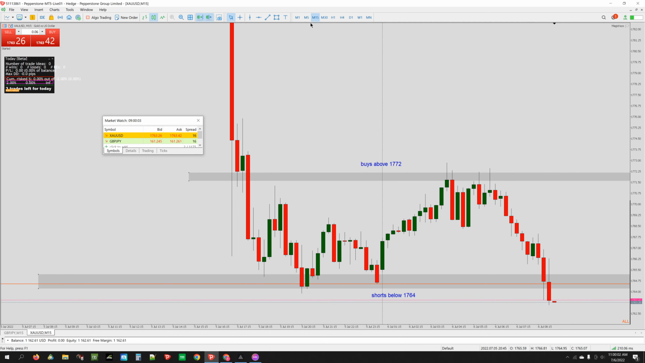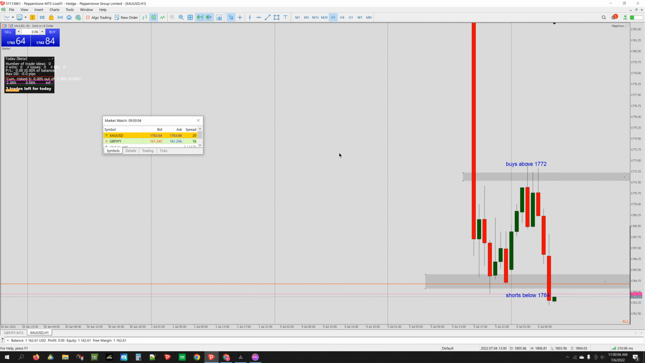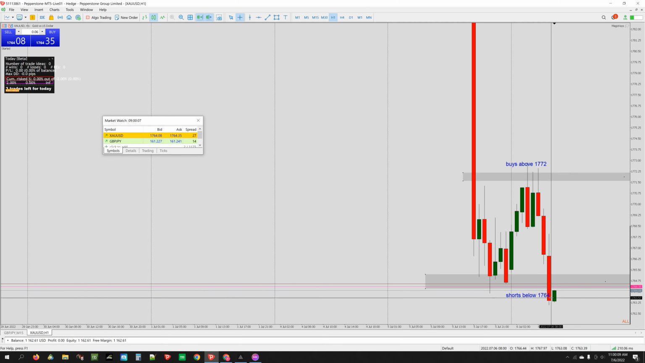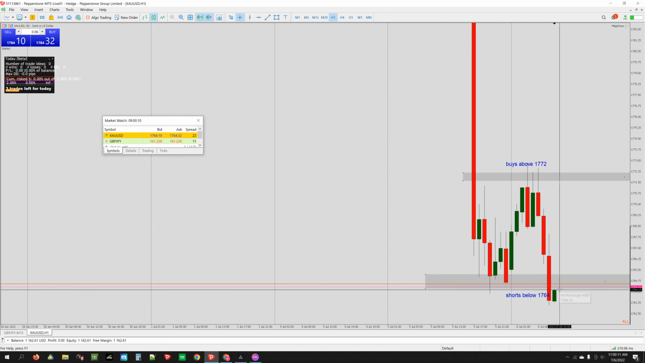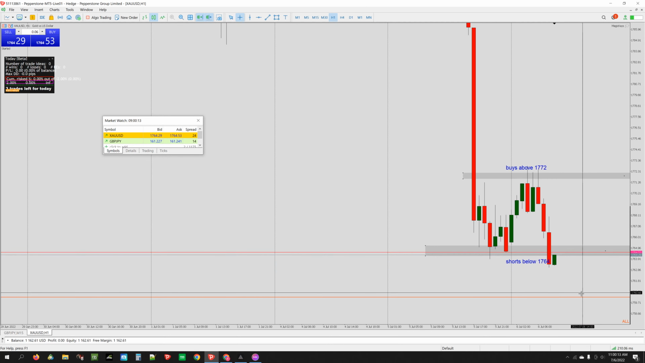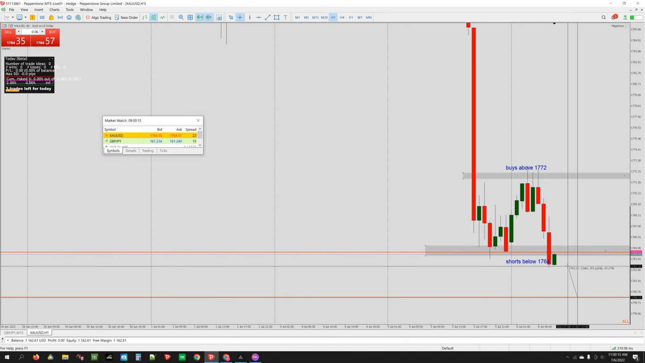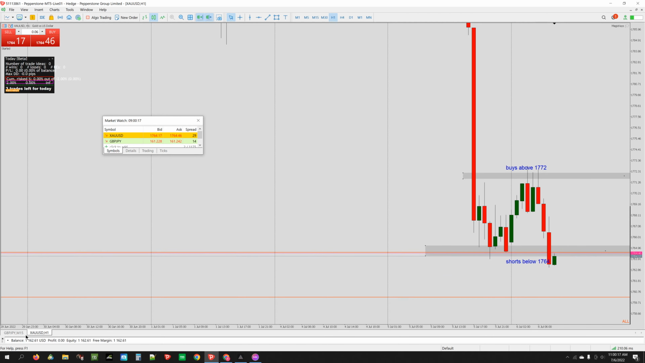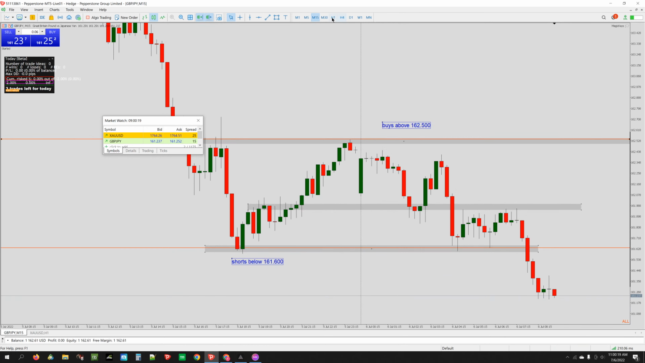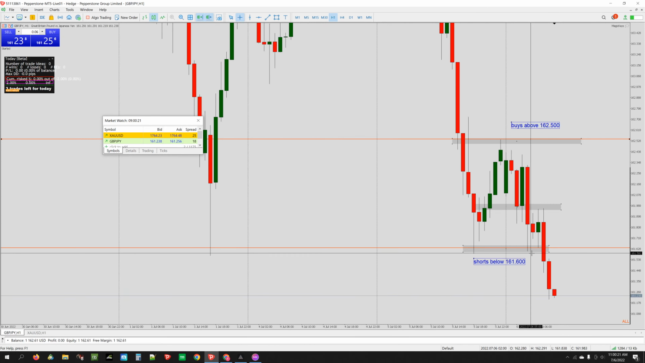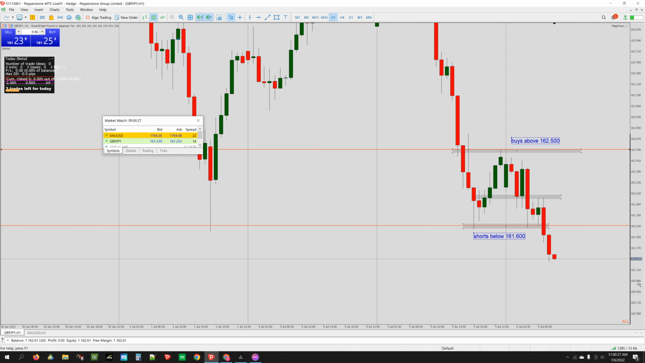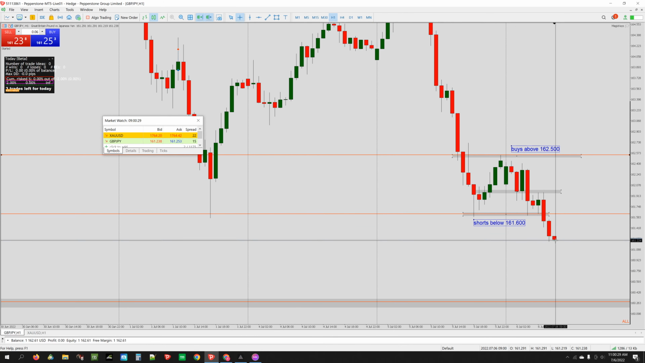So the hourly candle has closed. Gold, we closed strong below the 1764 area. Still there is a very high probability for prices to keep pushing till the 1760 area. In GBP we have closed like this, and still we can retrace up and continue moving down.